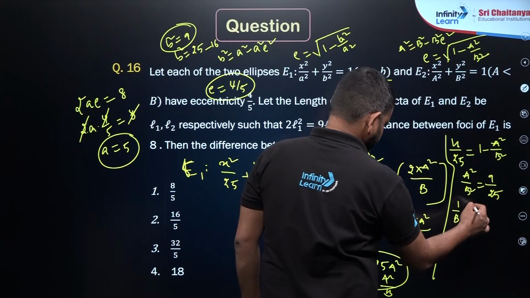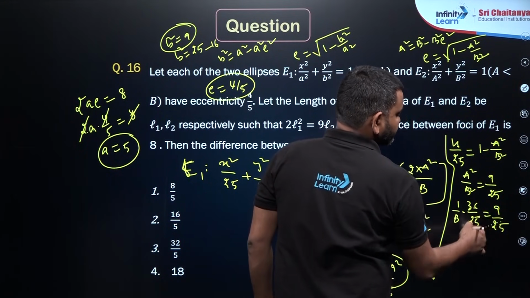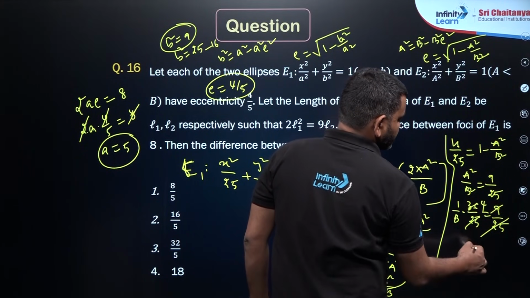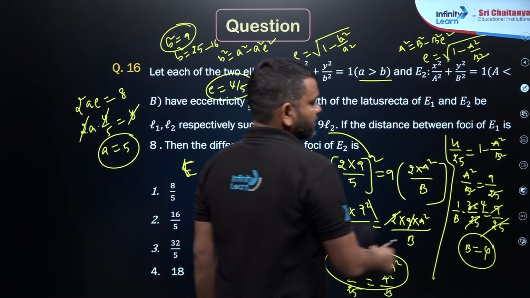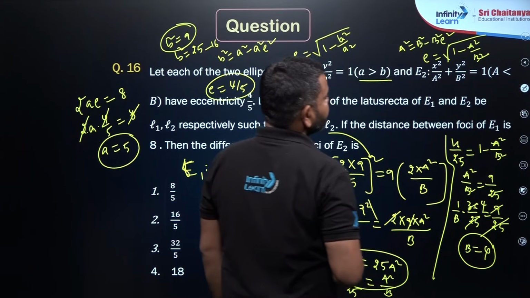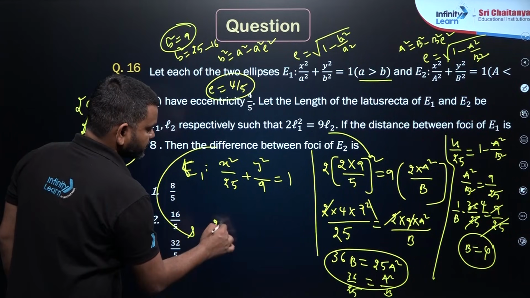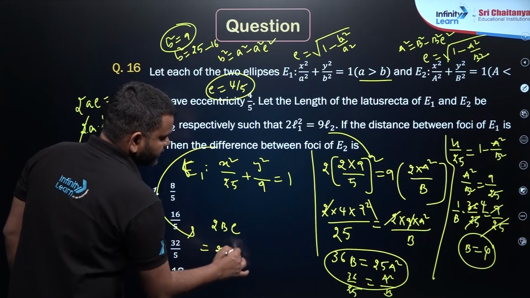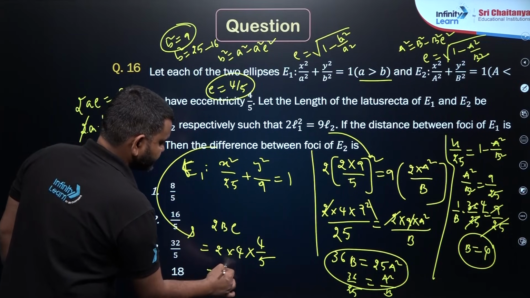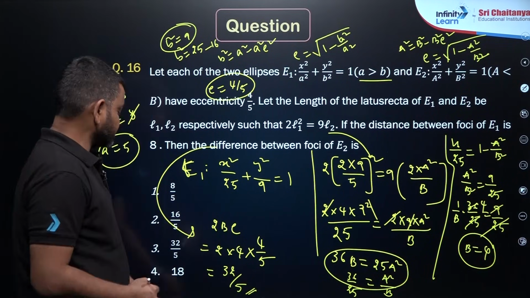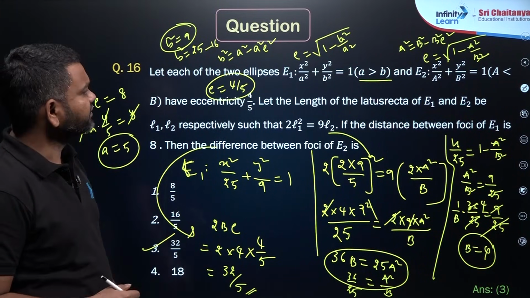So 1 by b into 36 by 25 can be written as 9 by 25. So 25 is getting cancelled. Here I am going to get 4. So the b value we are going to get is 4. If b is 4, from here you will be able to find out a. But what do I need? The difference between the foci. So the difference between the foci is what? 2be. So 2 into b, which is 4, into e, which is 4 by 5. So 32 divided by 5. This is enough. Yes, that's all we need to do. That is your answer. Okay, next.